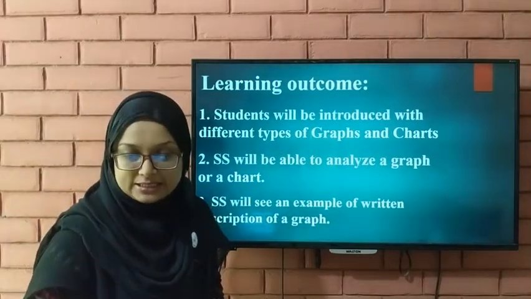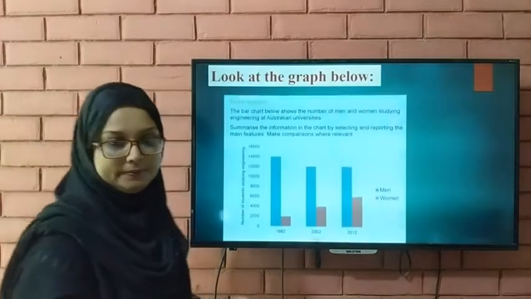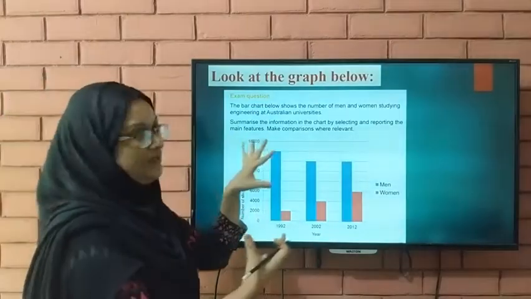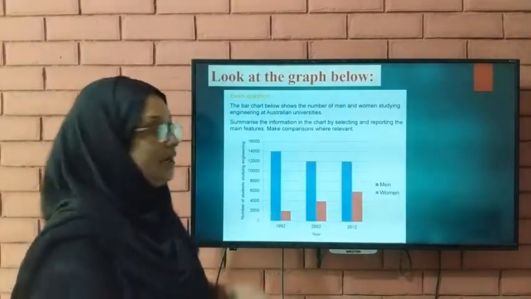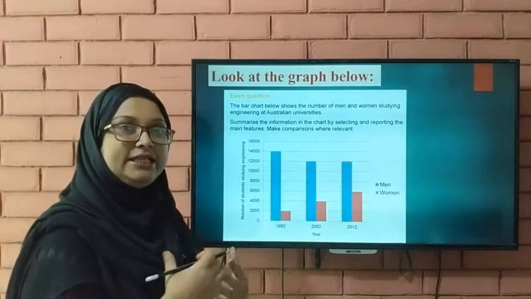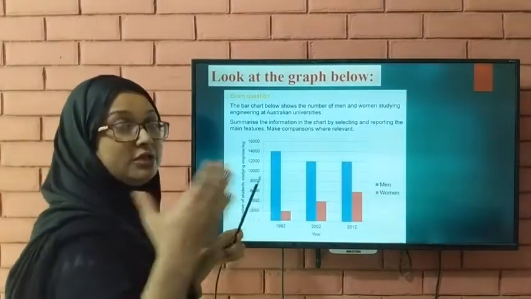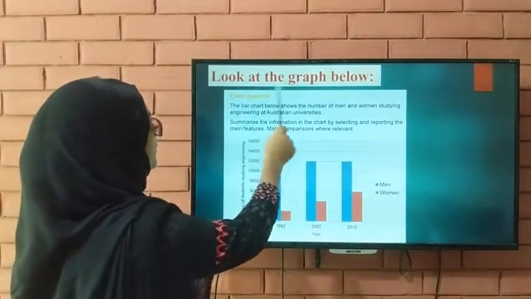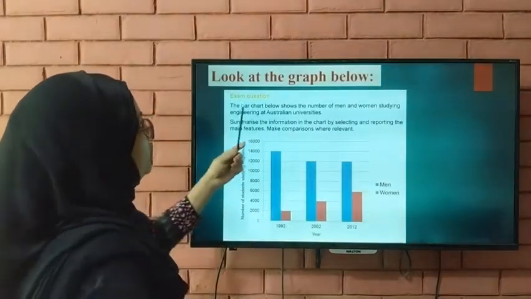So let's get started. First, look at the graph below here. What can you see? This is just the picture, how it appears to you in your exam paper. I am just copying this to show how it appears in the question papers. Look, this is a bar graph, and what is the question?